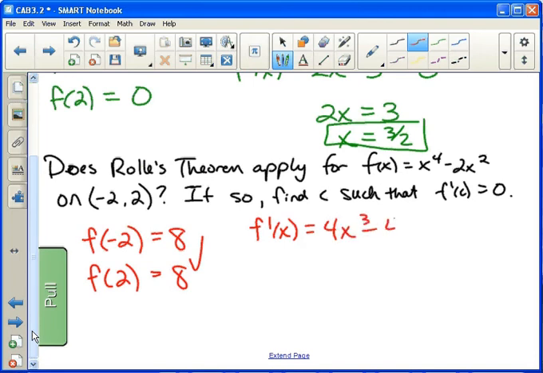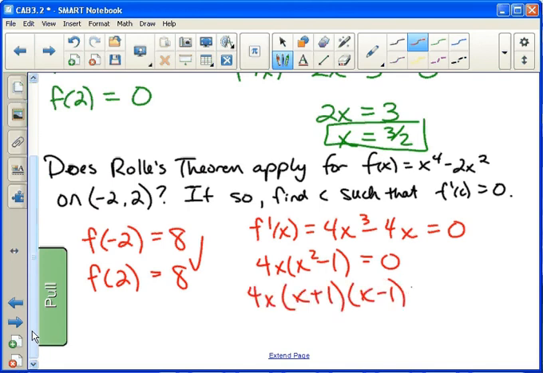I need to factor. These have 4x in common, leaving me with x squared minus 1. Then x squared minus 1 factors to be x plus 1, x minus 1. So I actually have 3 places where the derivative is going to equal 0: 0, 1, and negative 1.